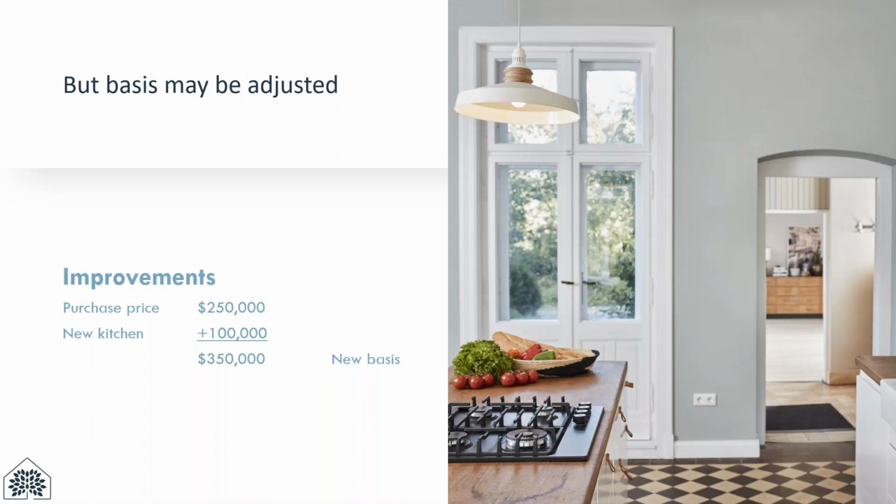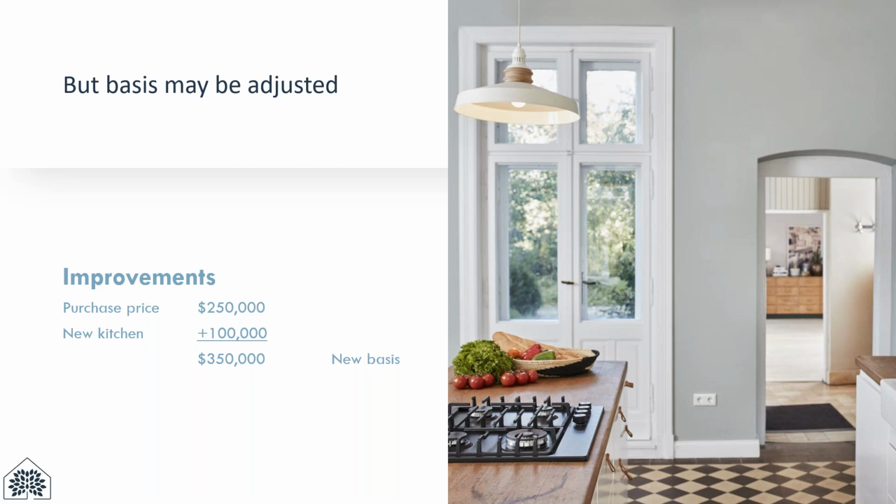The first, which could apply to real estate, is if you make improvements to the property, then that gets added to the basis. So if you bought the house for $250,000 and then you added a new kitchen and that cost $100,000, then your new basis is $350,000.